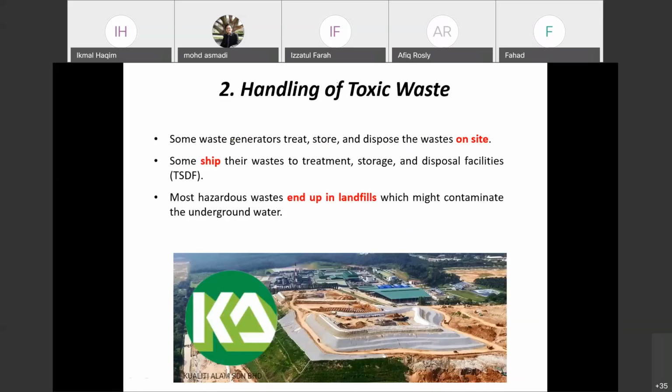Some waste generators treat, store or dispose of the waste on site, or ship their waste to treatment, storage, and disposal facilities in other countries. But most hazardous waste ends up in landfill. But in Malaysia, I think most of the waste from the chemical industry is combusted by using incineration.